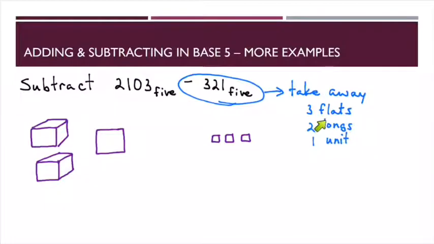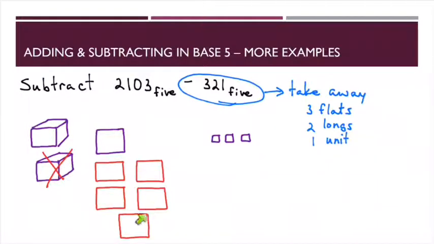Now I can see that I want to take away 3, but I only have 1. So I need to use one of my blocks to break that into flats. So I'm going to cross out this block, and remember a block is just 5 flats, so I'm going to separate that one block into 5 flats. And so that's okay now because I'm going to be able to take away 3 of those when I get ready to do the subtraction.